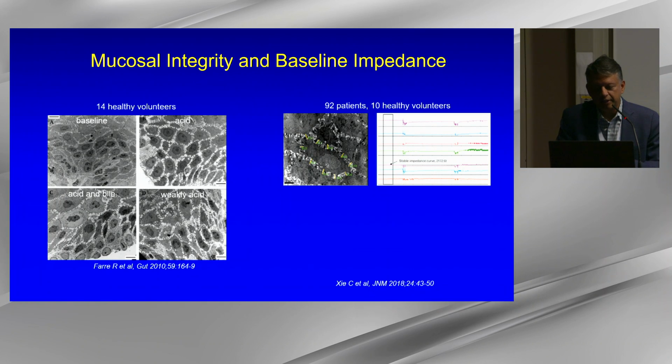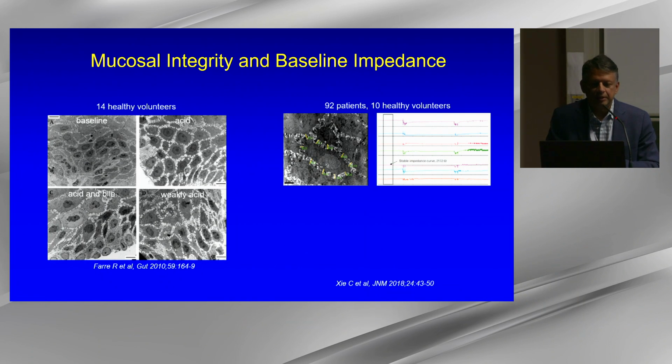And this was a study. Again, Daniel was part of this, 92 patients, 10 healthy controls, where these dilated intercellular spaces were measured and correlated with impedance. That's how impedance comes into the picture. Why impedance? Because when there is injury, when there is damage to the mucosa of the esophagus, the transmission of an electrical current has less resistance. So the lower the resistance, the lower the impedance. And that's where impedance comes in.